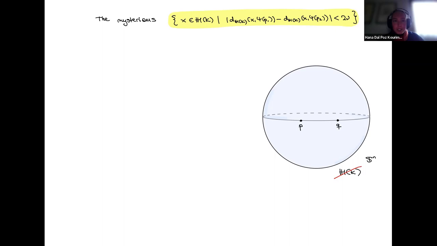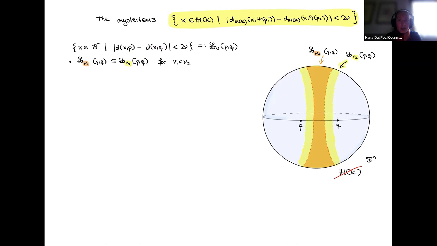Say I take two points on the sphere, which I call P and Q, and I want to know what's the set of all points on the sphere, X, such that the difference of the distances from X to P and from X to Q is less than some parameter, which is 2 mu in this case, but it's just some constant. So what is this set? I will call this set the dilated bisector of P and Q with respect to mu. And why is it called a dilated bisector?